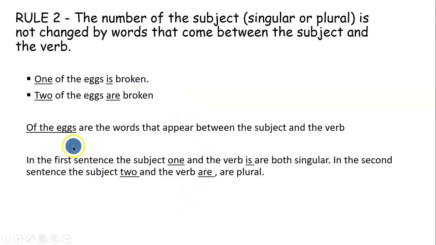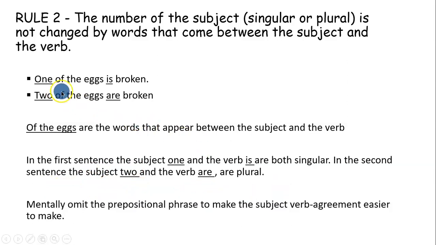Right? So as I told you again, of the eggs are the words that appear between the subject and the verb. In the first sentence, the subject one and the verb is are both singular. I already told you. And in the second sentence, the subject two and the verb are plural. I've already told you that. So whenever you have some words coming between the subject and the verb, just mentally omit them, right? The rule of singular subjects taking on singular verb will still apply. So it does not make a difference if some words come between the subject and the verb. So that is rule number 2.